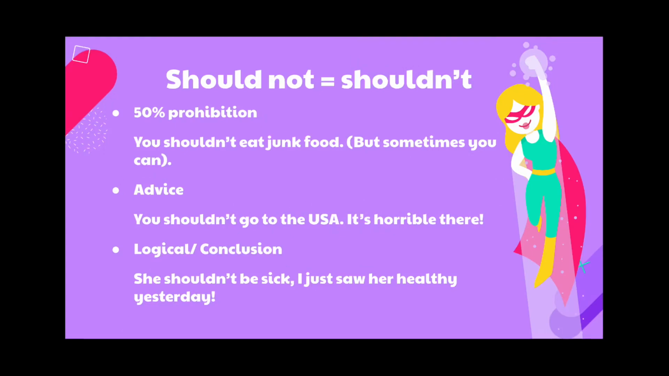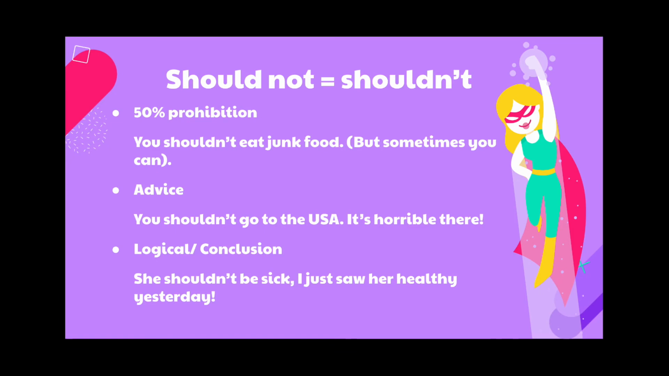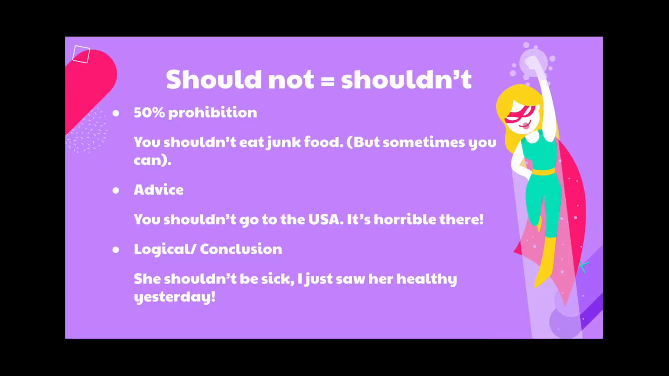And finally, the fourth modal verb we'll be talking about today is should not or shouldn't. Shouldn't shows a 50% prohibition or a weak prohibition. You shouldn't eat junk food, but sometimes you can. It can also be used to express advice. You shouldn't go to the USA. It's horrible there. Or it can express a logical conclusion. She shouldn't be sick. I just saw her healthy yesterday.